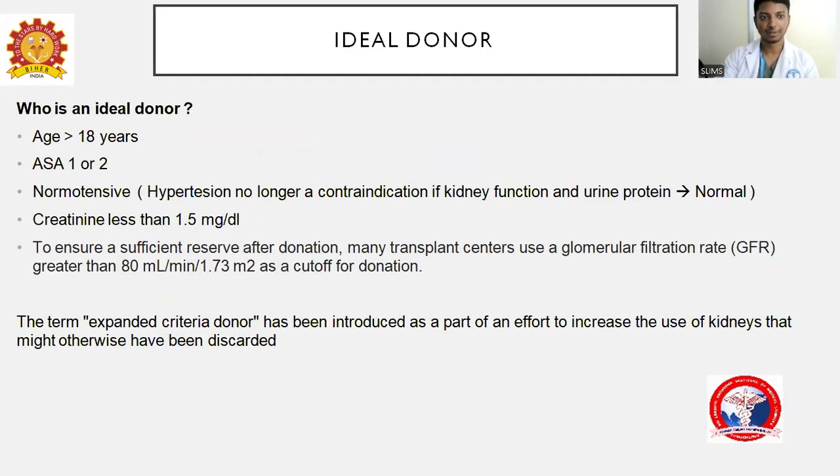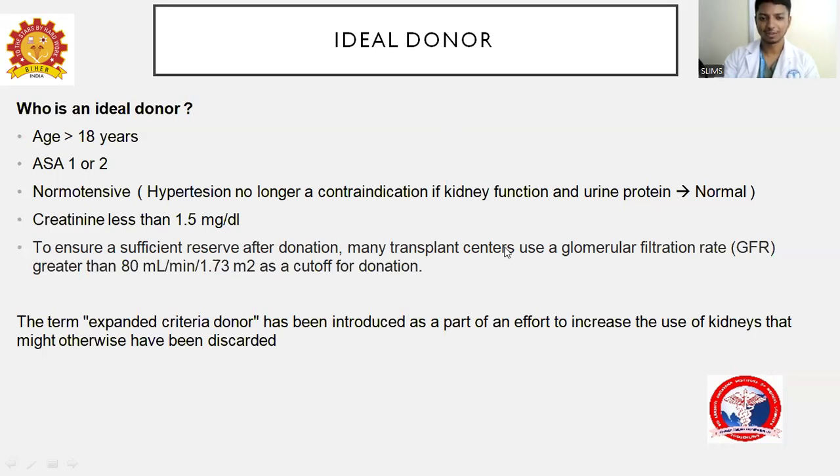Who's an ideal donor? Someone who's aged more than 18 years, who's ASA 1 or 2, who can be normotensive. Hypertension is no longer a contraindication. Kidney function and urine protein are normal. Creatinine can be less than 1.5 mg per dL. To ensure a sufficient reserve after donation, many transplant centers use a GFR greater than 80 ml per minute per 1.73 meters squared as a cutoff for donation.